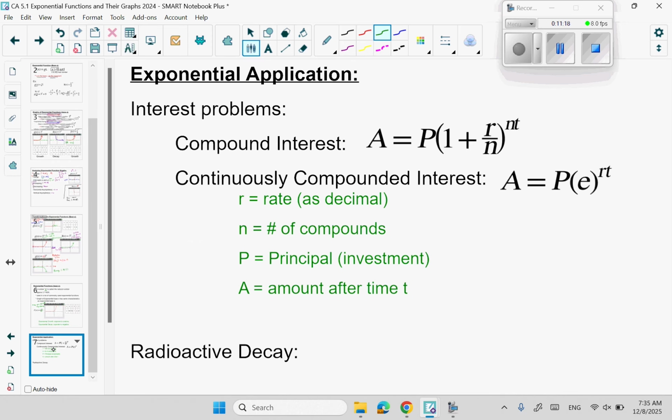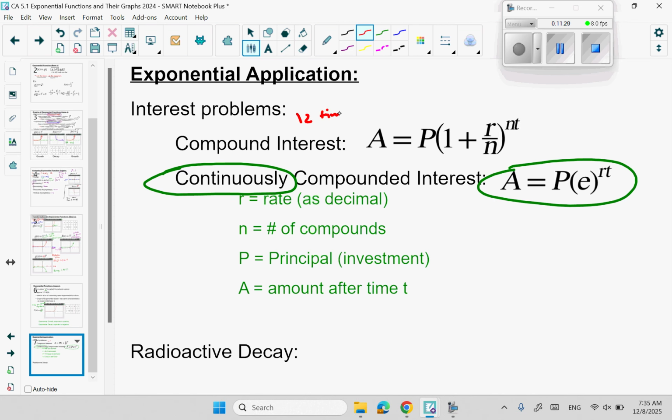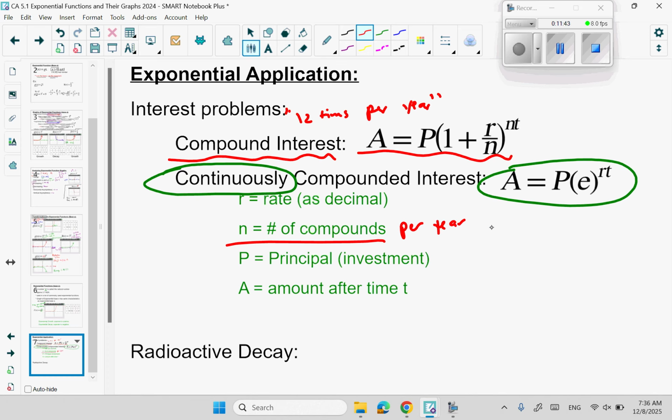Okay. Interest problem. If you ever hear continuously, you have to use this formula. If you ever hear something like 12 times per year or something like that, where you're told how many times it compounded, I would use this one right here. The big thing is n is number of compounds per year. So if you heard monthly, it would be 12. If you heard daily, it would be 365. If you heard weekly, it would be 52, etc.